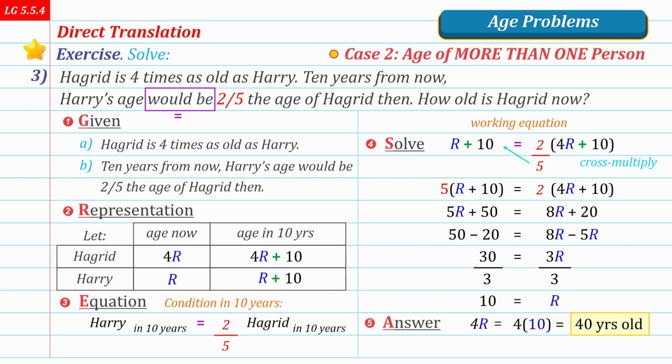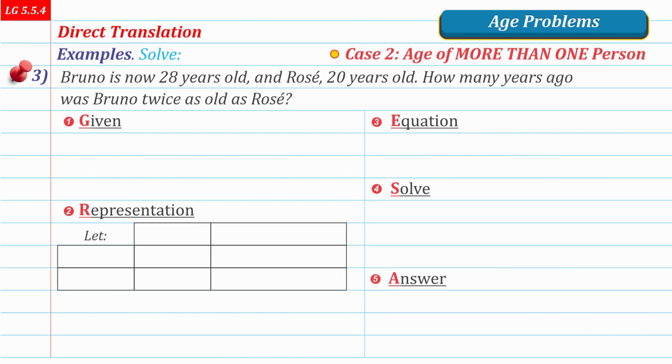Ano, nakuha ba? And finally, we now have our last example for this age problem series. Here is example number 3 for our age problem series. This time, we're tackling a trickier variation of case 2, age of more than one person. Instead of finding the age, we'll find the number of years that passed.